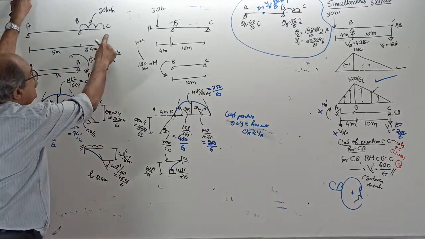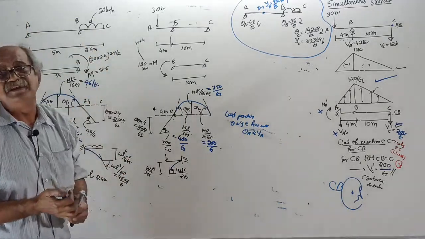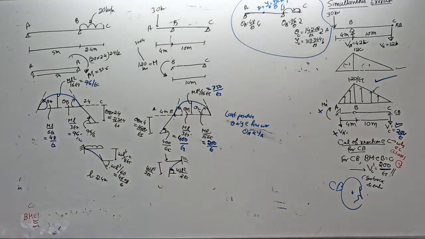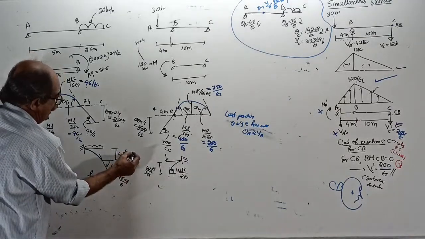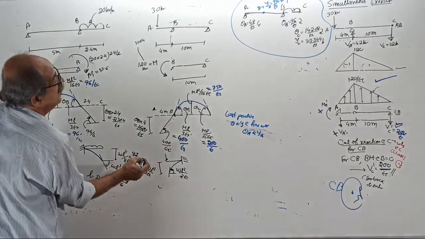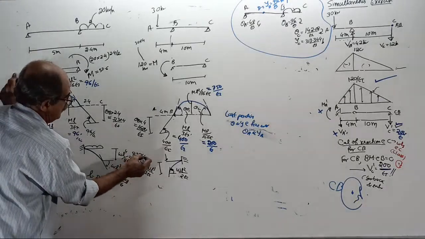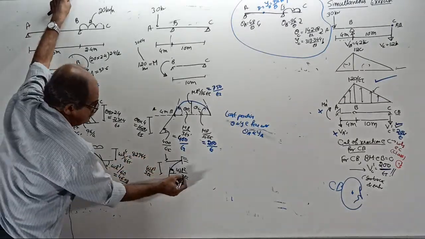20 into 2.4 power 4 by 8. Why? Cantilever deflection: 20 into 2.4 power 4 by 8. 20 into 82.944. Okay, 82.944.